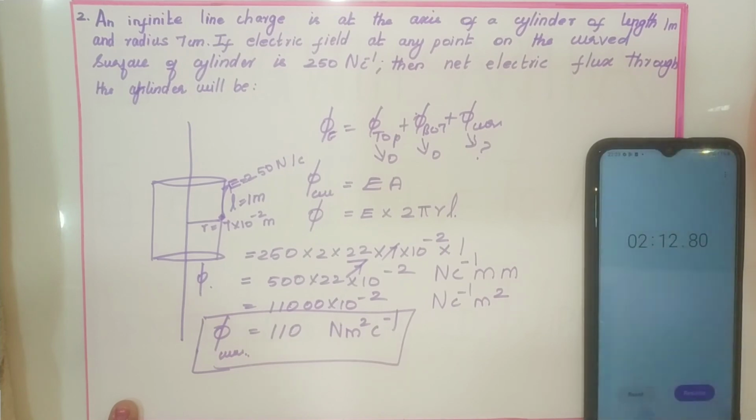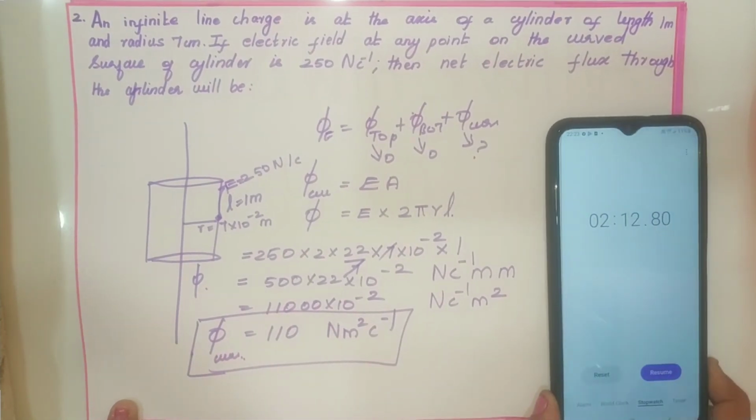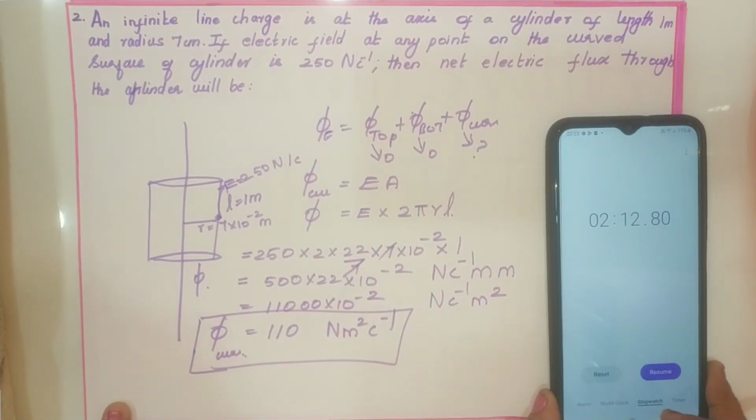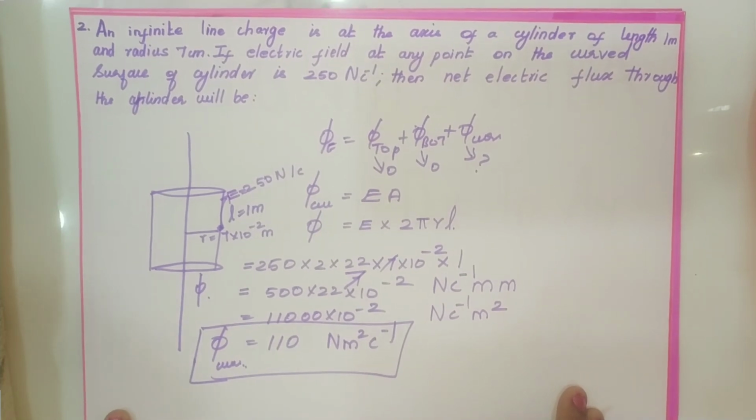Let me stop the timer. The time it has taken is 2 minutes and 12 seconds. And so you should never ever skip the numericals.